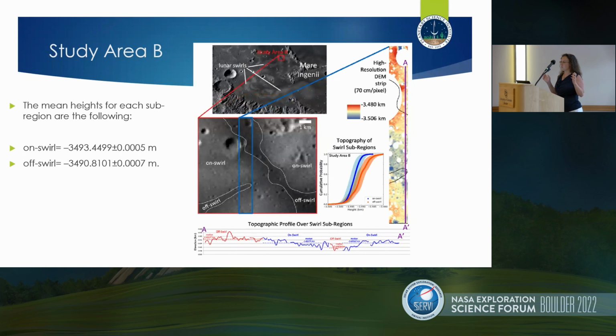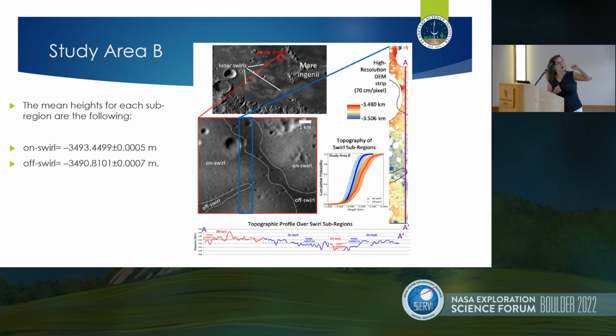So area B, same thing. We took a small strip, did a higher photoclinometry derivative of the topography. What you see, and that's shown on the right, you see the profile that we took. That's plotted at the bottom.